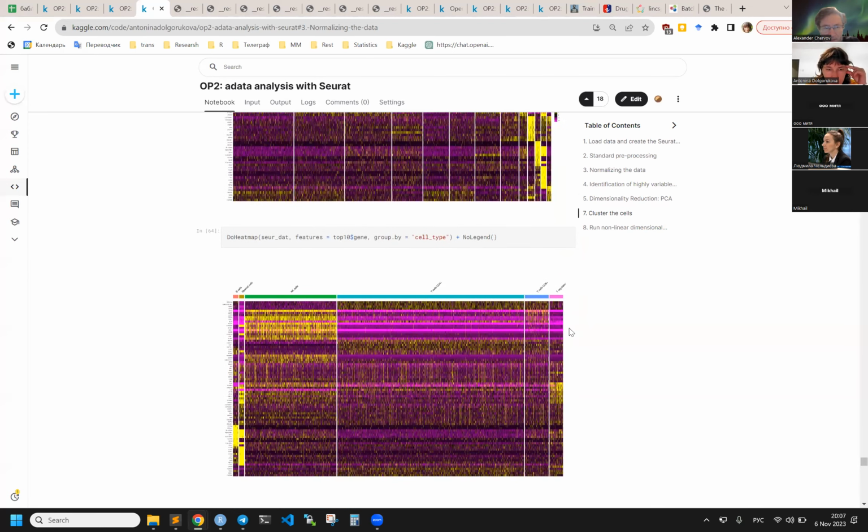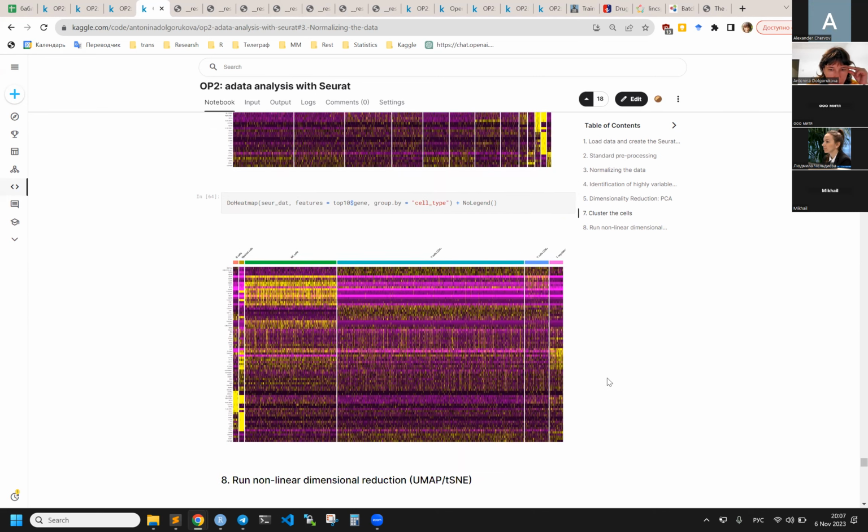Yeah, like this. And I also tried the same dividing by cell type. And we see that our B cells and myeloid cells have a few genes highly differentially expressed in these types compared to all other cell types, right?